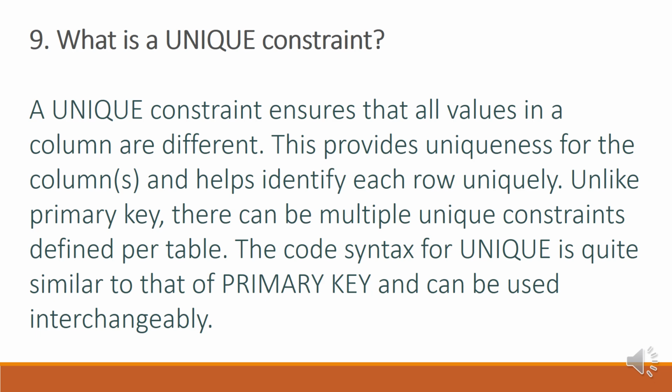Now, what is unique constraint? A unique constraint ensures that all values in a column are different. This provides uniqueness for the column and helps identify each row uniquely. Unlike primary key, there can be multiple unique constraints defined per table. The code syntax for the unique constraint is quite similar to the primary key and can be used interchangeably.